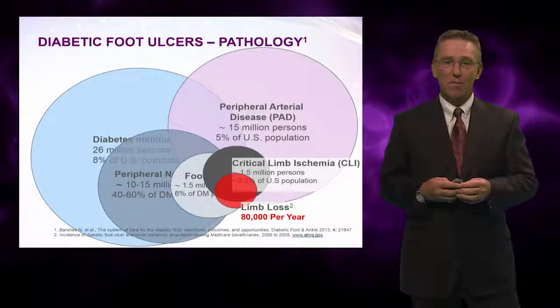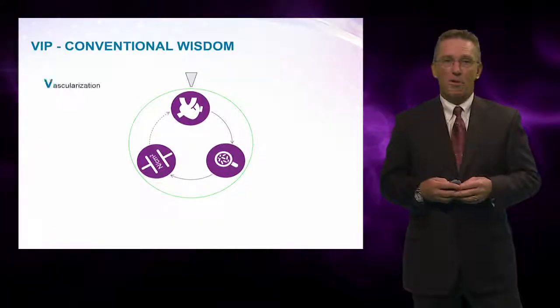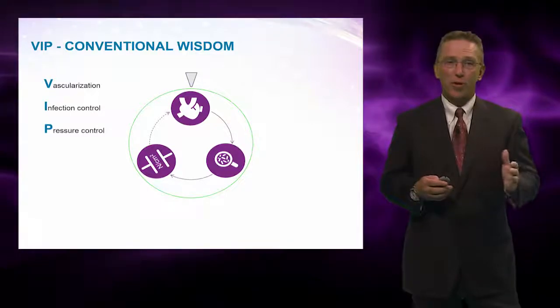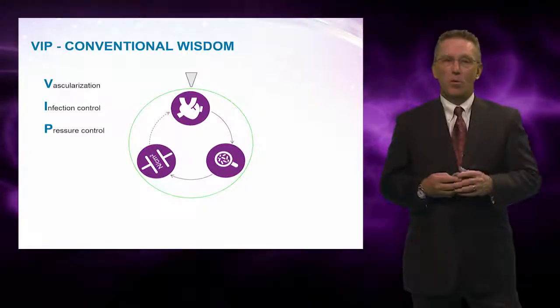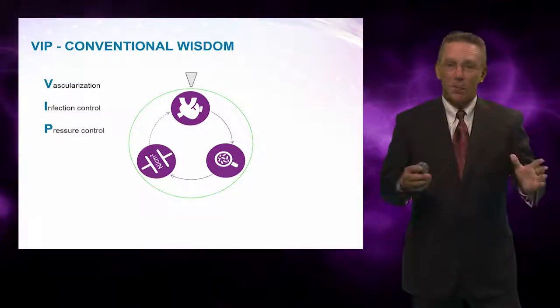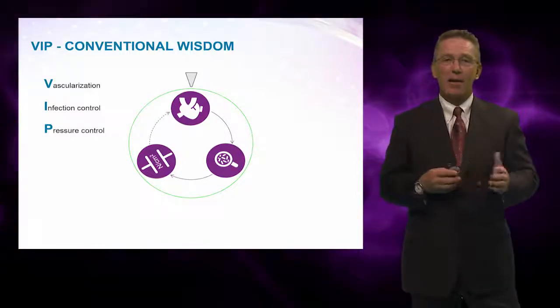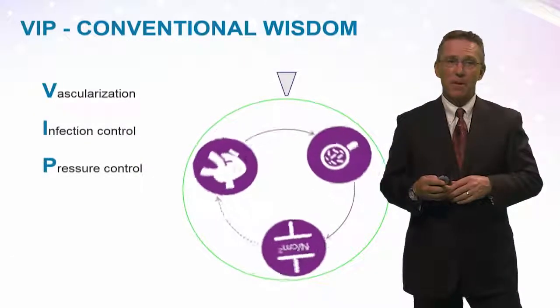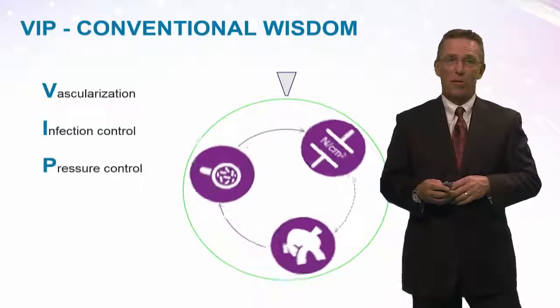Now conventionally, we look at vascular control, infection control, and pressure control as the VIPs. When you go through the literature and you look at offloading articles, all of them talk about the VIPs. You cannot get effective offloading and healing if you don't first address vascularization, infection control, and pressure relief.